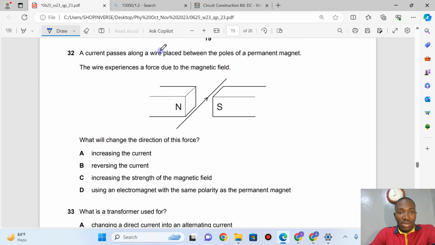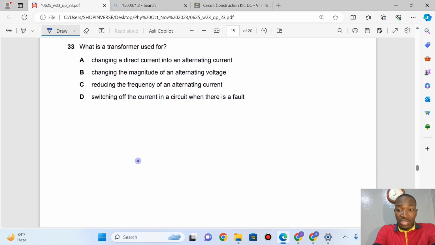A current passes along a wire placed between the poles of a permanent magnet. The wire experiences a force due to the magnetic field. What will change the direction of the force? Increasing the current? No. Either you change the direction of the current, or you reverse the polarity of the magnet. Put south here, put north here, and the direction of force will change. You're reversing the current. Good. When you reverse the direction of current, the direction of motion changes in line with Fleming's left-hand rule. You can try this out and you get it right.